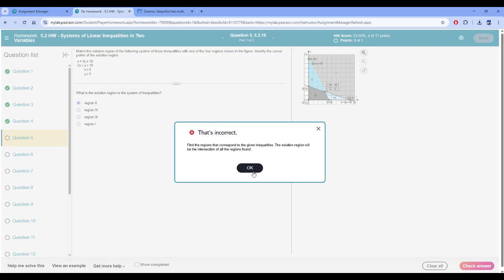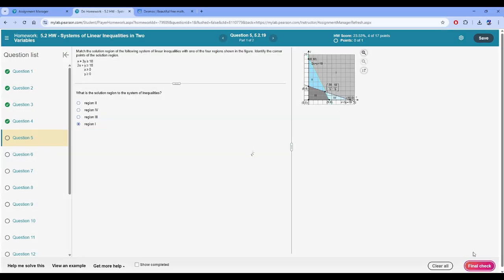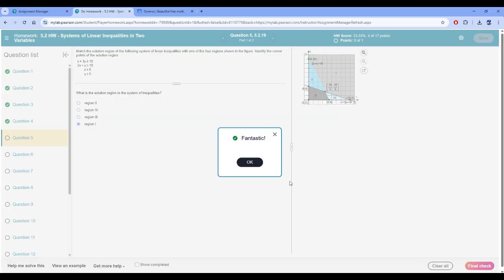No. Oh, I'm sorry. I didn't see this whole big region over here. It's region 1. Oh my goodness. I'm sorry, I did not see that one right there. I saw the 2, 3, 4.